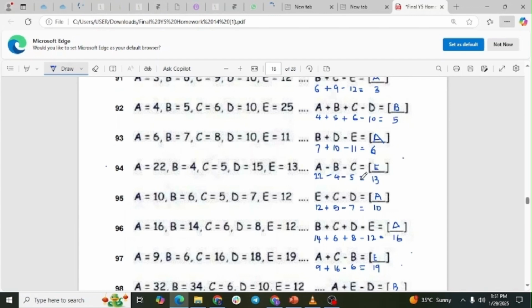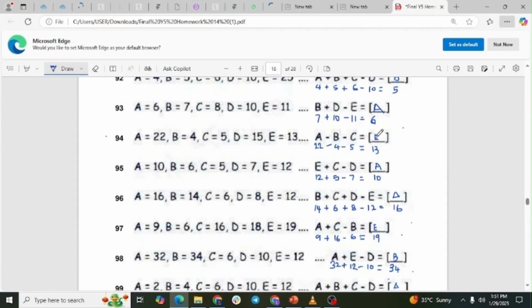Correct answer. E. Explanation. Substitute the values. 22 minus 4 minus 5 equals 13. The result corresponds to E equals 13. Question 95. Calculation. E plus C minus D equals? Where E equals 12, C equals 5, D equals 7.